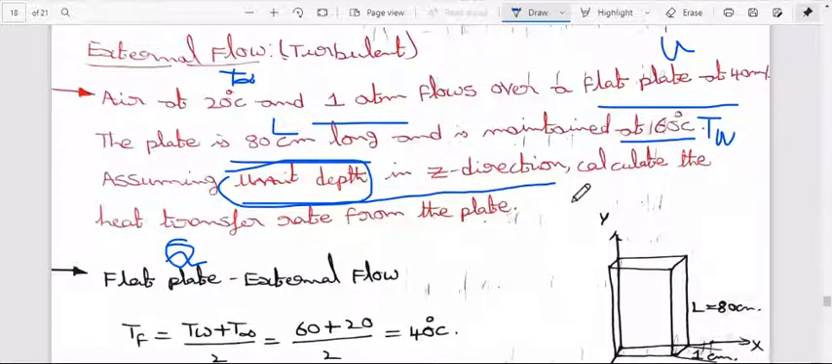So here we need to calculate heat transfer rate from the plate, Q value, heat transfer rate.